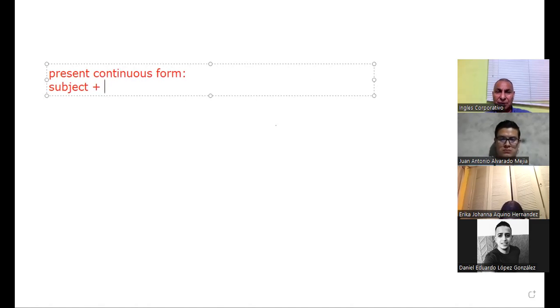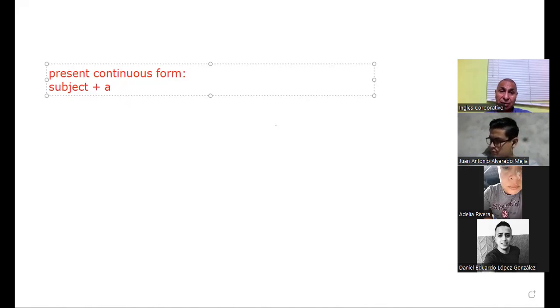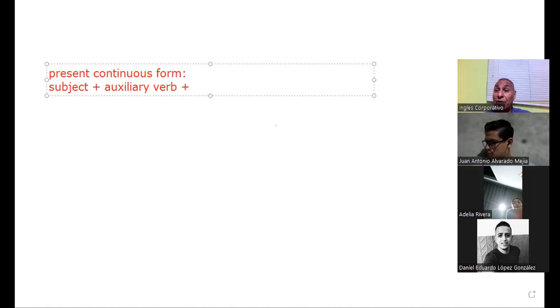Vean las oraciones que hemos hecho anteriormente. Después del subject, ¿qué viene? El verb. ¿Cuál verb? What verb? Verb to be. The verb to be, yes. Ese verb to be se llama auxiliary verb. Así lo vamos a reconocer como un verbo auxiliar, porque no es el verbo de la oración, no es el main verb.